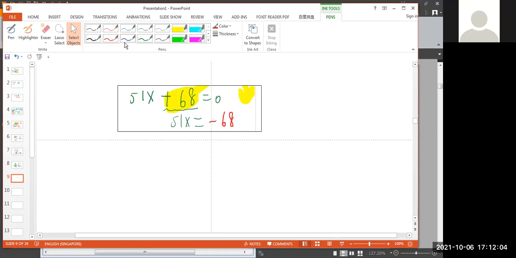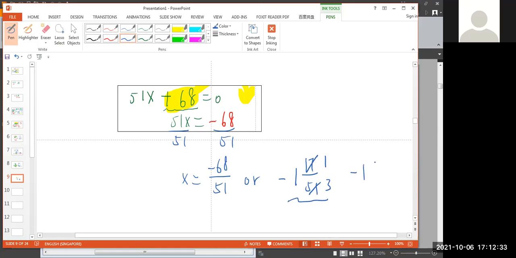Okay, so I just divide by 51 on both sides. So x is equal to minus 68 divided by 51. If you use your calculator, I think you can get a minus 1, and then this should be 17. Then you can divide by the 17 above, you get 1, divide by 17 below, you get 3. So if you simplify, the answer is minus 1 and 1 over 3. So this is the first answer for x. So far so good.